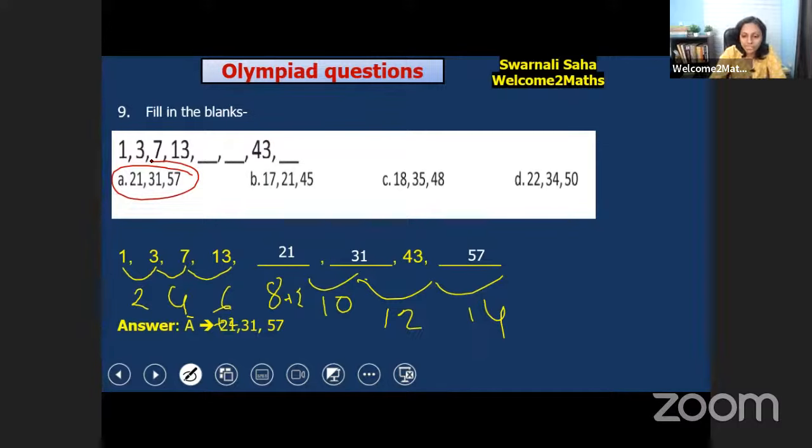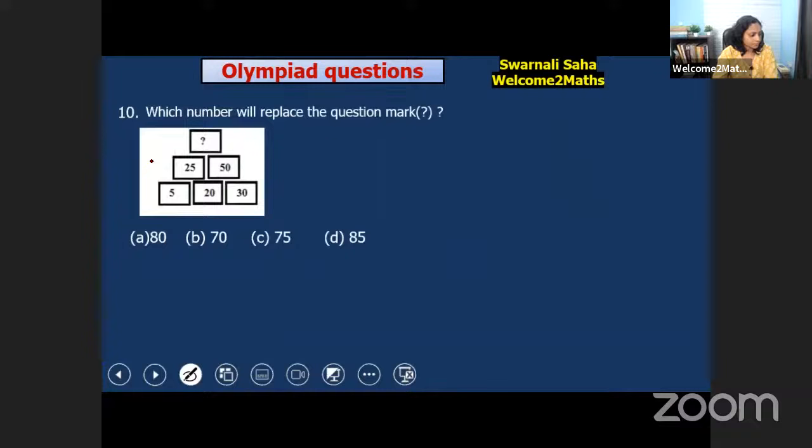Let's solve some more questions. It's also a very easy question. Try to solve this. You have to replace only one question mark. You see 5, 20, 30, then 25 and 50. And you have to find out this question mark only.